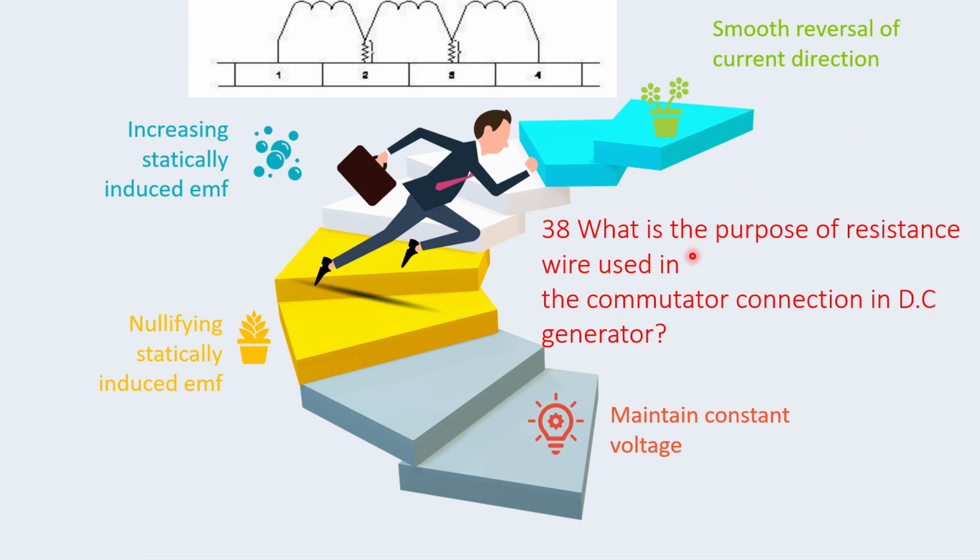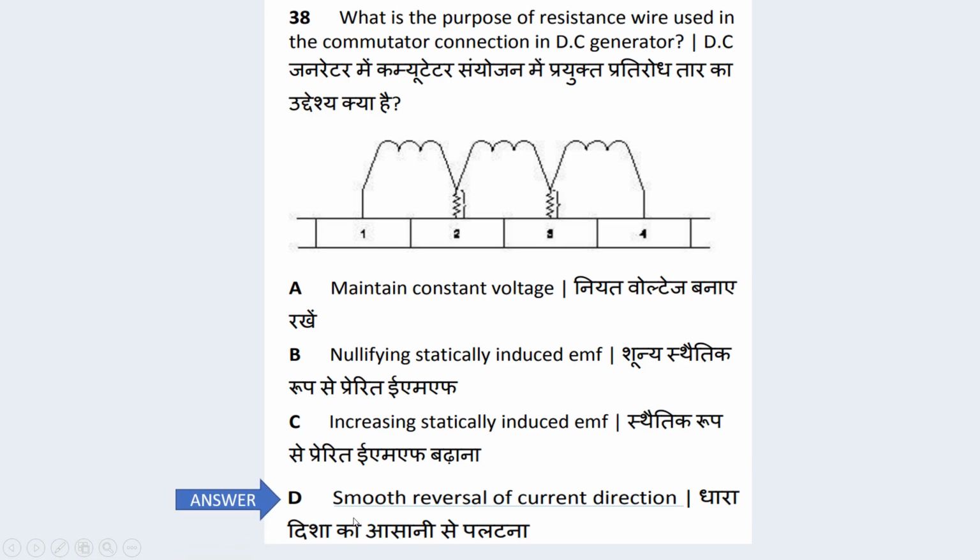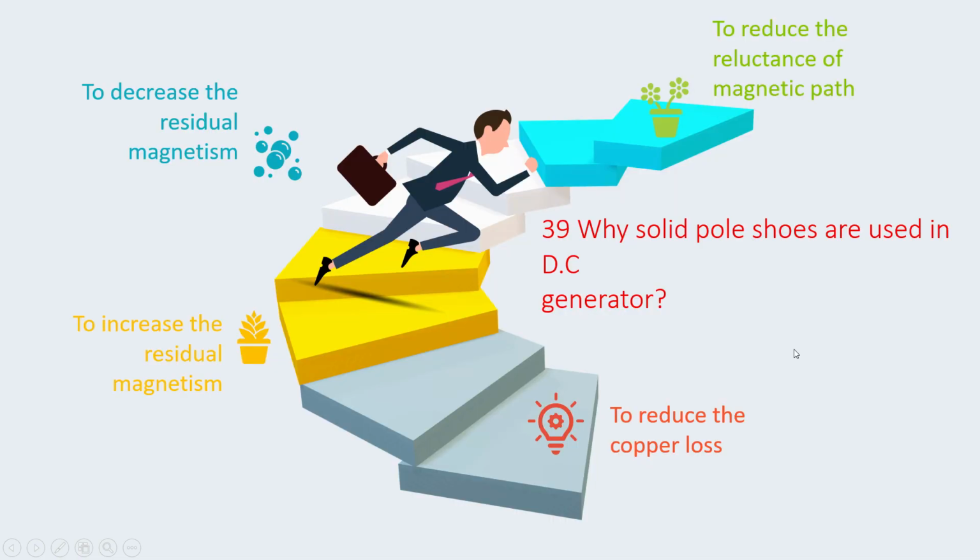This question is asking about the commutator. This is the commutator and these are the commutator segments 1, 2, 3, 4. Here the resistor is introduced. The question is asking what is the function of this resistor? The answer is smooth reversal of current direction.